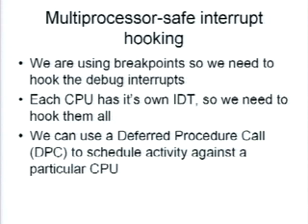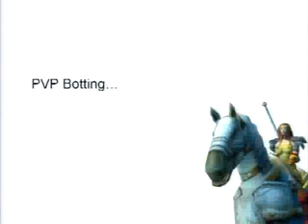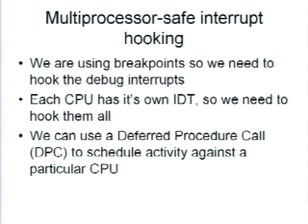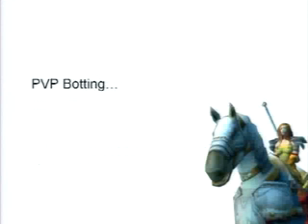So we have to schedule a deferred procedure call for each processor. The deferred procedure calls allow us to specify which processor the code should run on. So by doing that, a callback will be fired on the processor in question. We disable interrupts, patch the interrupt table, and then re-enable interrupts. We then wait on a waitable object. We do that 1 for each processor, and we now have multi-CPU safe interrupt hooking. There's code for that on rootkit.com, by the way.